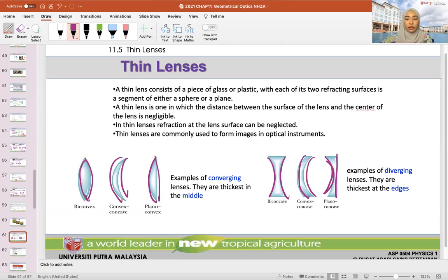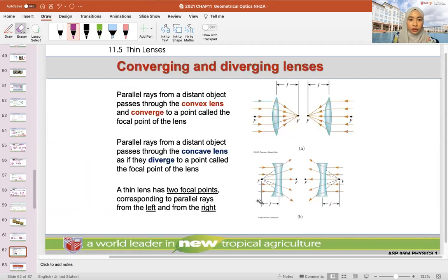Don't know why I call it membulat. Sounds suspicious. Okay, so it can be either both membulat ataupun seorang bulat, seorang flat. It can't be dua-dua flat. Then you won't get lens. Okay? And you would get, I don't know, you get a window.